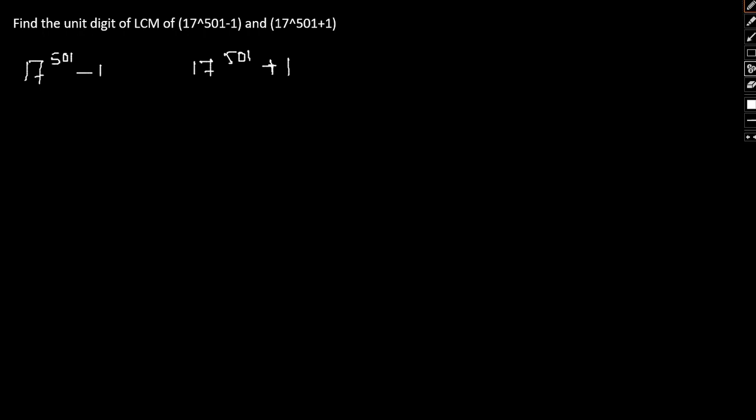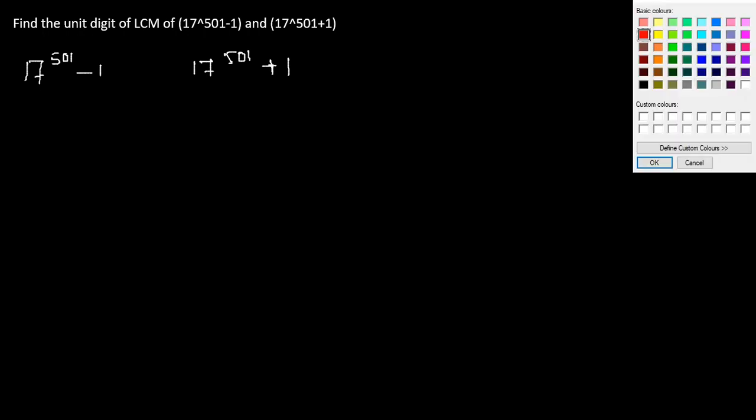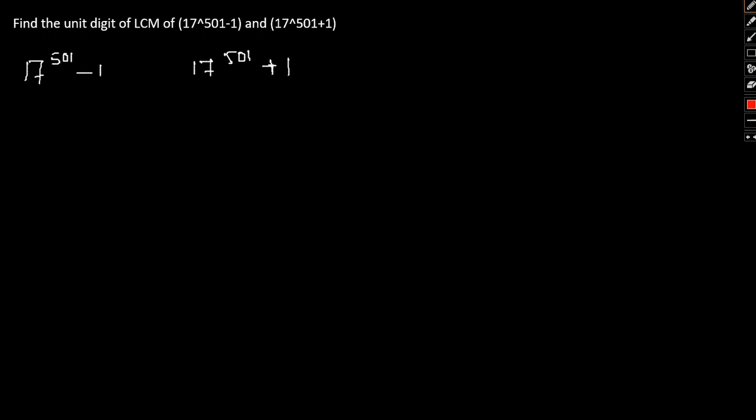Let's try and understand the cyclicity of 7, because we are concerned with unit digits, so we'll only focus on the last digit. 7 to the power 1 is 7. 7 squared is 49, so the unit digit is 9. 7 cubed is 343, so the unit digit is 3. 7 to the power 4 has unit digit 1, because 3 times 7 is 21, and so the unit digit is 1.